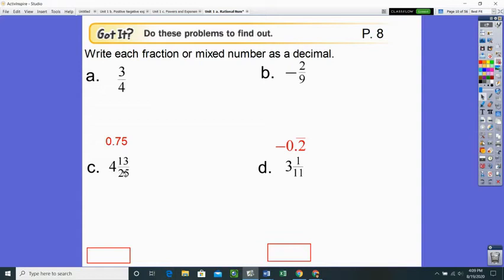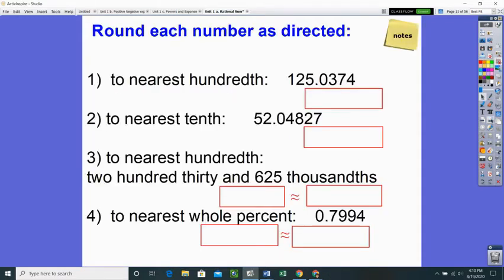The 4, if it's in front of the fraction, it's going to be in front of the decimal, and then 13 divided by 25 should be 0.52. Some of you might remember from last year that you could have made this hundreds as well and gotten to the 0.52 that way. 3 goes in front of the decimal, and 1 divided by 11 is going to be 0.090909. Make sure your bar is over both the 0 and the 9. And that's how we switch fractions to decimals.